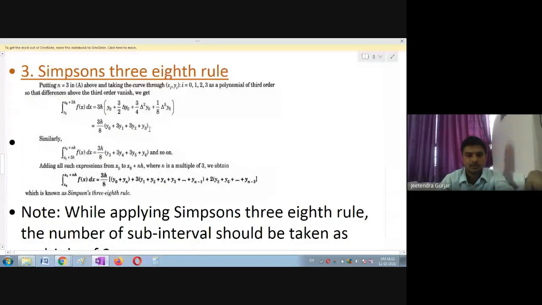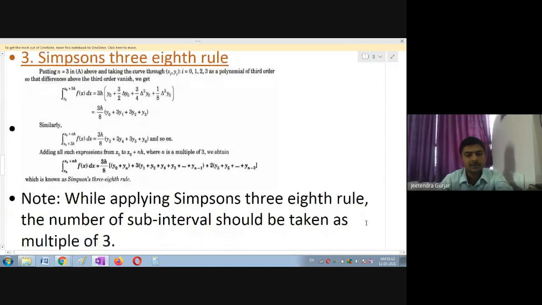Similarly, I will continue this process. Okay, so you will get the next term similarly, and so on, it will continue like this. So all these strips I will add at a time now. So it will give you Simpson's 3/8 rule, which is nothing but integration from x naught to x naught plus nh of f of x dx is equal to 3h/8 [y naught plus yn plus 3 times (y1 plus y2 plus y4 plus y5 plus ... yn minus 1) plus 2 times (y3 plus y6 plus ... yn minus 3)], which is known as Simpson's 3/8 rule.